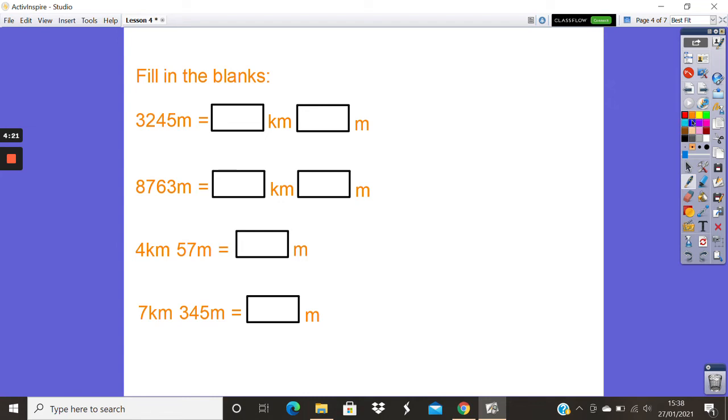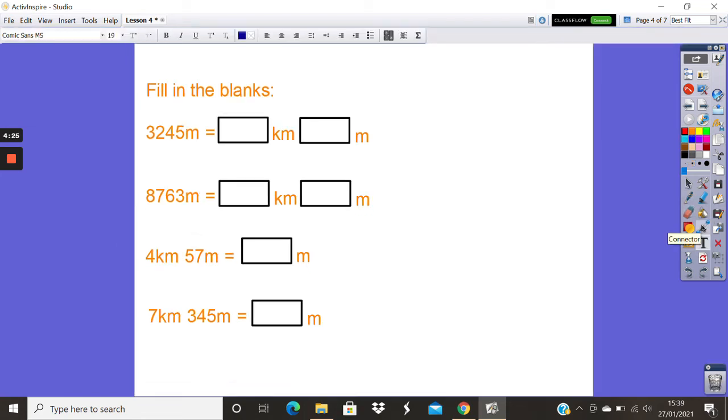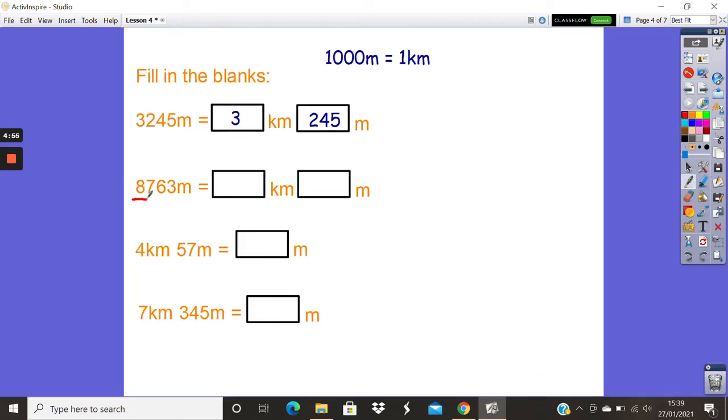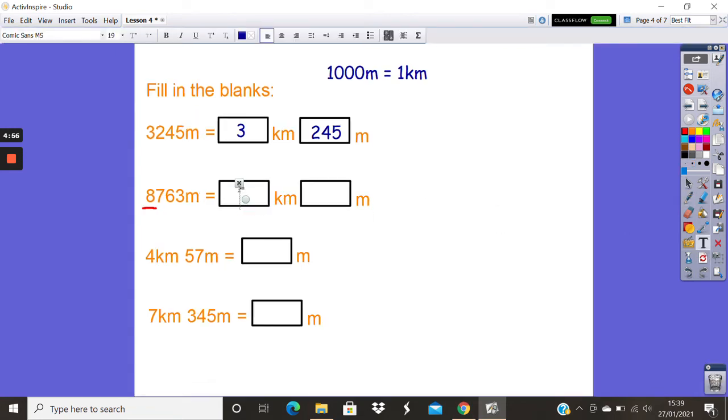Okay, so the following you are going to convert into kilometres and metres. You have similar questions in your book. So if there are 1,000 metres in 1 kilometre, we would know that 3,000 metres would be 3 kilometres, and then we have 245 metres left. Okay, in 8,763 metres, we have 8,000 metres here, so that would give us 8 kilometres. And then we have 763 metres left. So it'll be 8 kilometres, 763 metres.